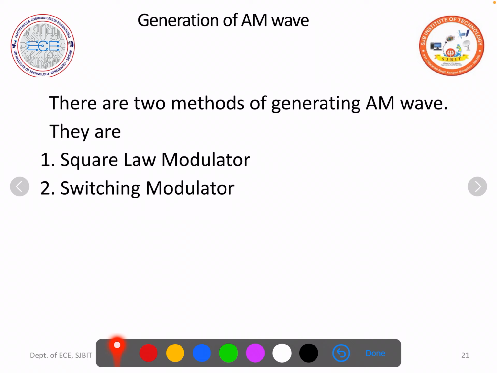So after understanding all these things in time domain and frequency domain, we will move on to the generation of AM signals. How do we generate AM signal?